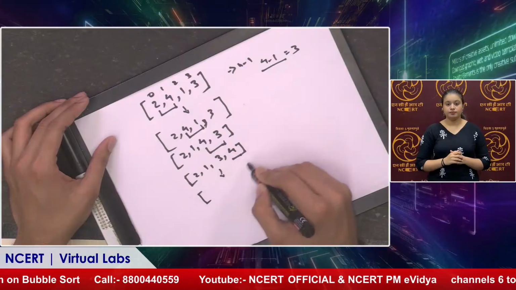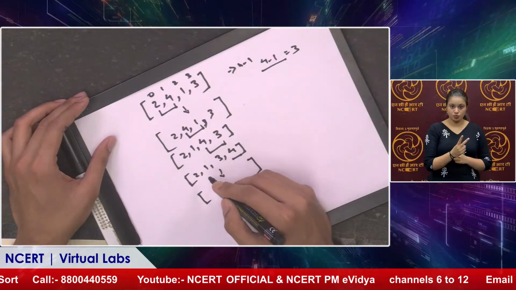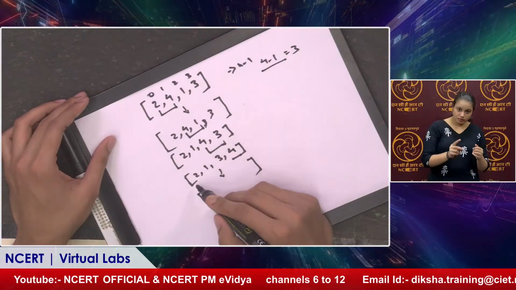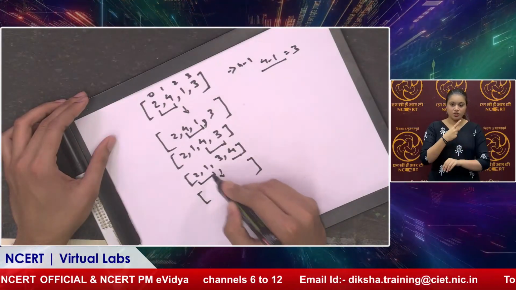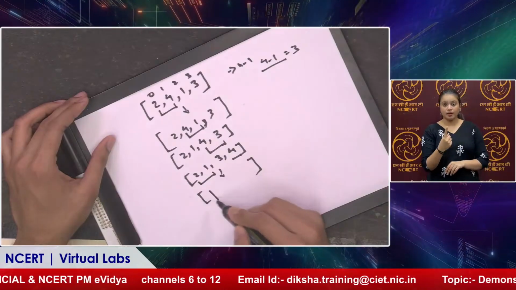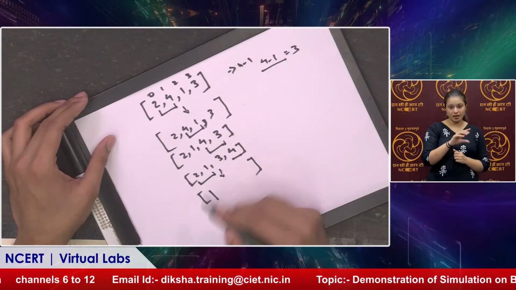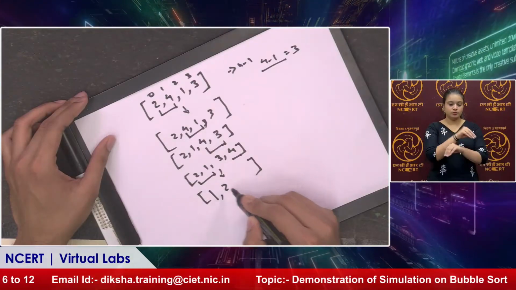Now we will check for these two numbers. Now we will again sort these two numbers, 2 and 1. It will check 2 and 1. So now we see 2 is greater than 1, so it will swap the numbers.